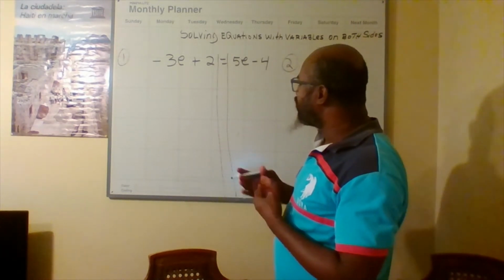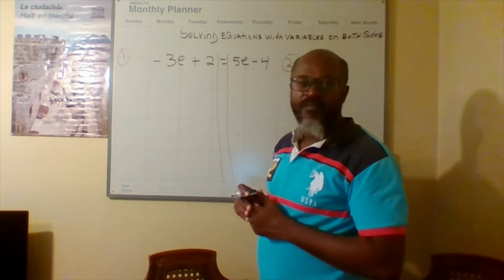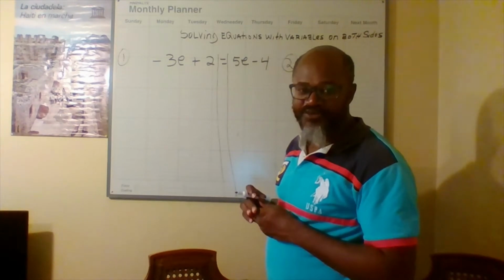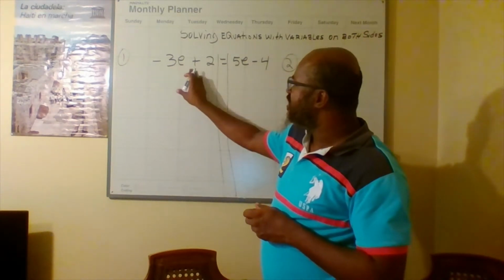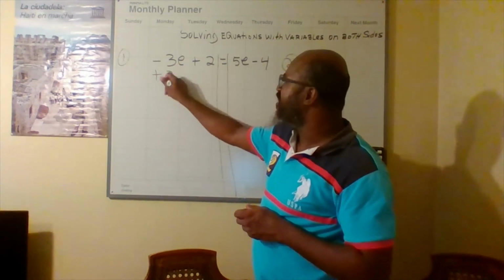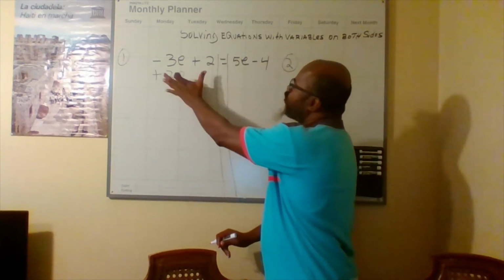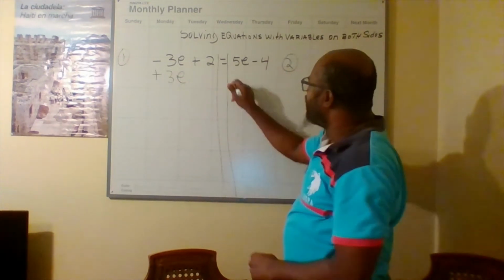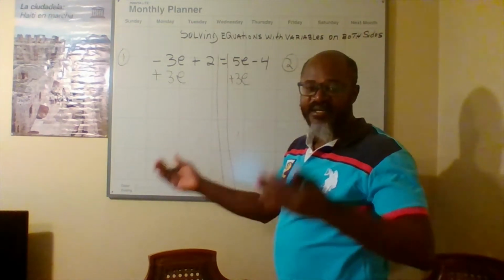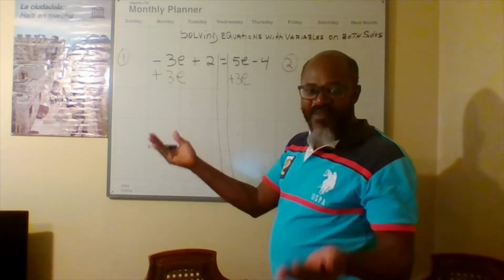One thing you have to notice also when you solve an equation, your objective is to have your variable positive if possible. That will simplify things and make it easy for you. Since I have a negative 3e, I need this to be cancelled. In order for it to be cancelled, I have to introduce a positive 3e. That will be the addition property of equality. Since I add 3e on that side, I must also add 3e on the other side. Otherwise, the equation will not be balanced. It's an equilibrium. Whatever weight you put on one side, you have to put on the other side so it can be balanced at all times.